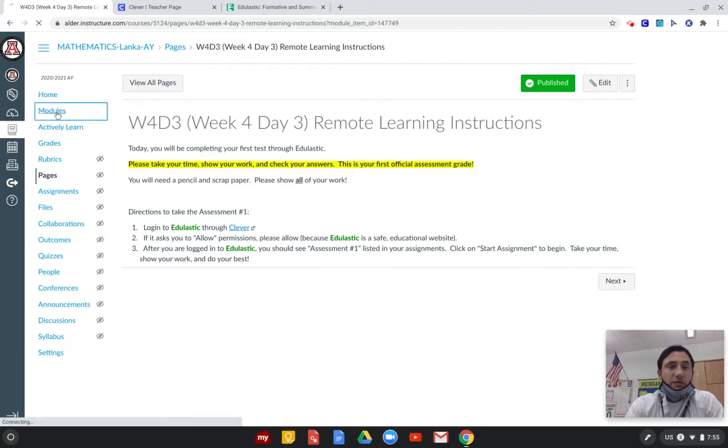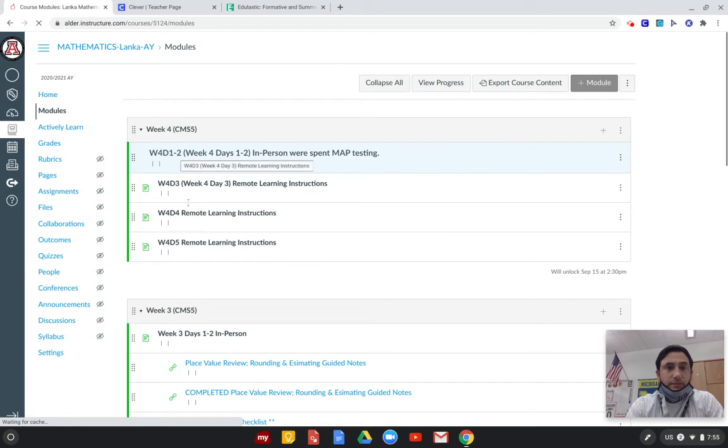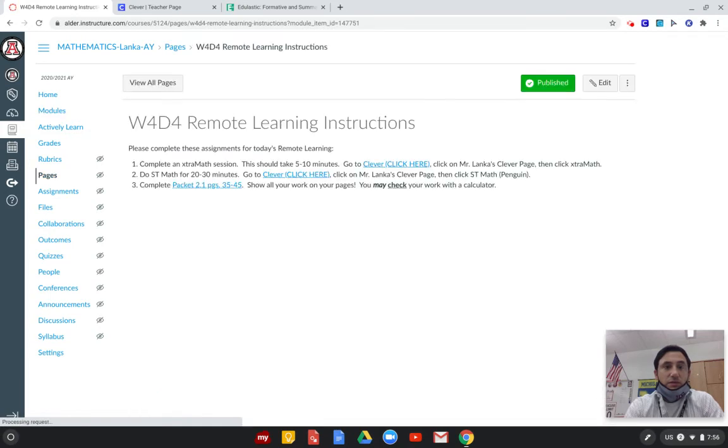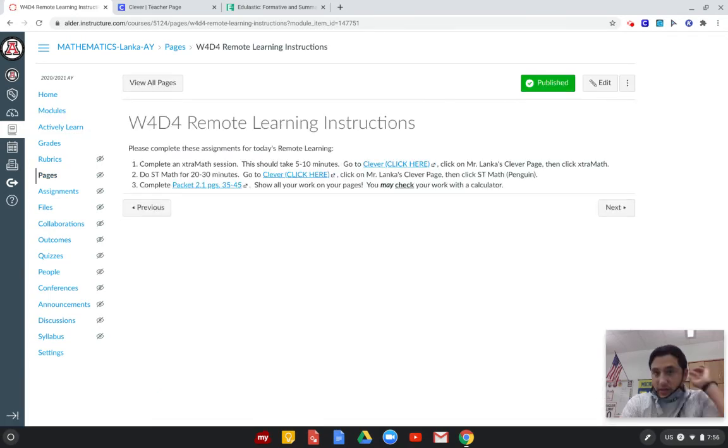Let's go back to modules and let's go to week 3, day 4. Day 4 is where it gets back to normal. So you're going to do your extra math. You're going to do your ST math for 20 to 30 minutes. And then in your packet, you're going to do pages 35 through 45. It says that you're going to show all your work on your pages and you are allowed to check your work with the calculator. It doesn't mean solve it with calculator. It means check your work with the calculator.